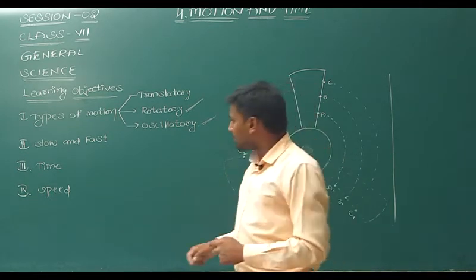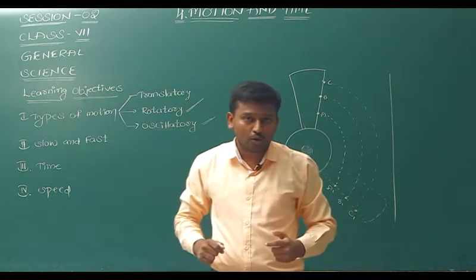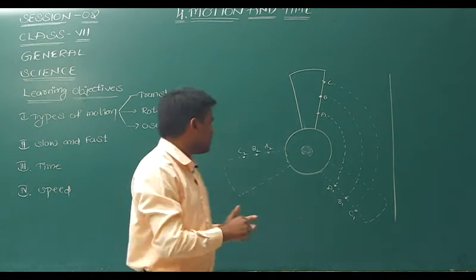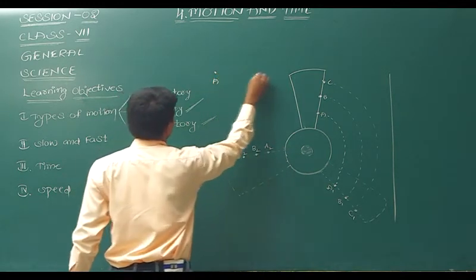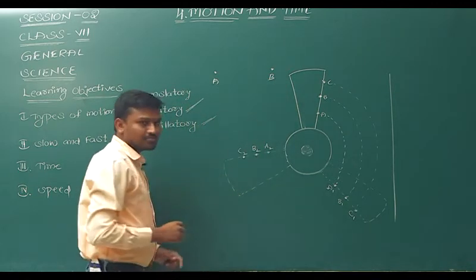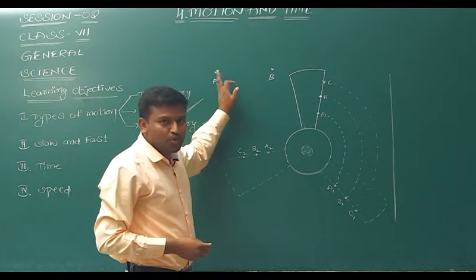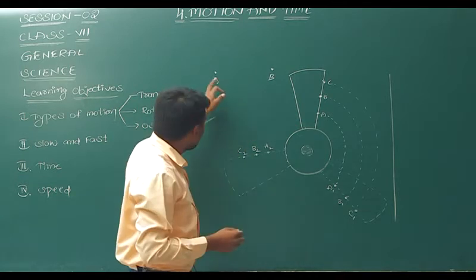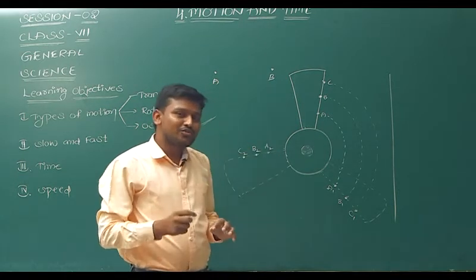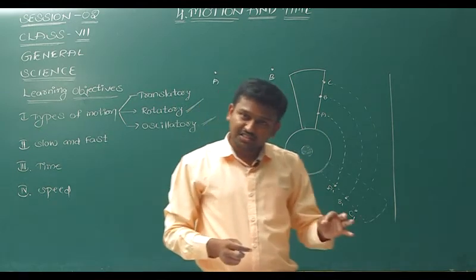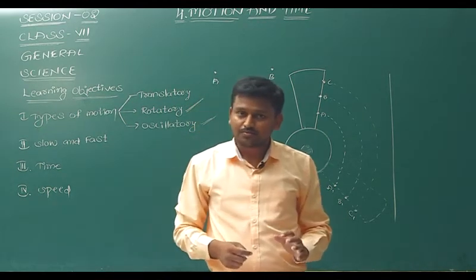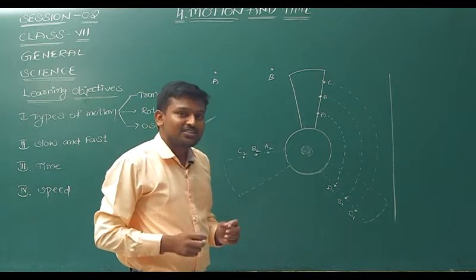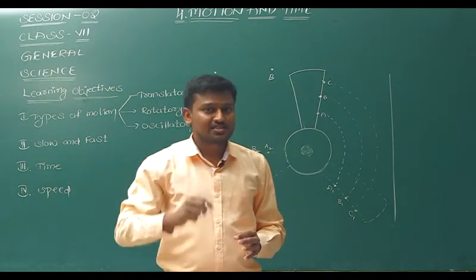And now let us see another topic, that is slow and fast. What is this slow and fast? For example, a snail is moving from A to B. Let us assume the distance. This is the A point, this is the B point. The snail is moving from A point to B point. And let us assume a cheetah is moving from A point to B point. Which will reach the B point first, the cheetah or the snail? Obviously we know that the cheetah will reach the B point first. Then we can say that the cheetah is moving faster than the snail.